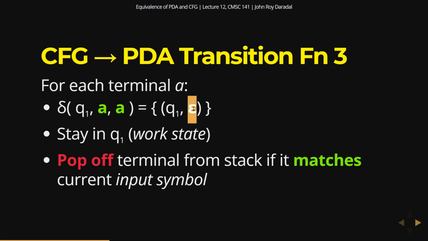So we'll pop that off, we'll replace it with epsilon if it matches the current input symbol. So if the input symbol that we're reading and the top of the stack are a match, then we'll remove the symbol on top of the stack, because basically they've already matched and we can move on to the other parts of the string. Okay, so we'll do this for each terminal a.